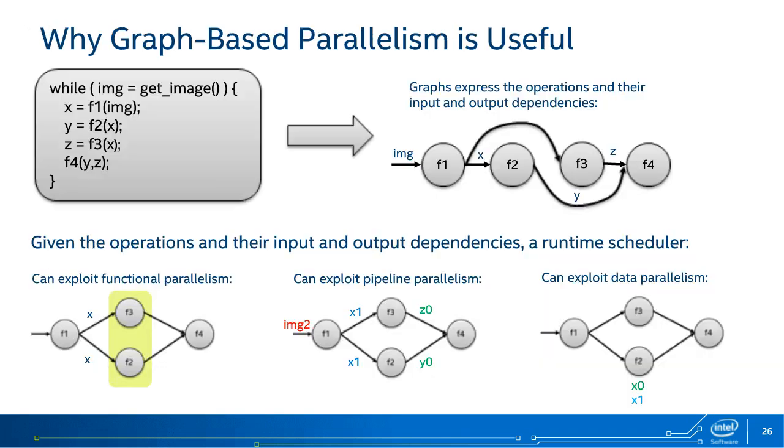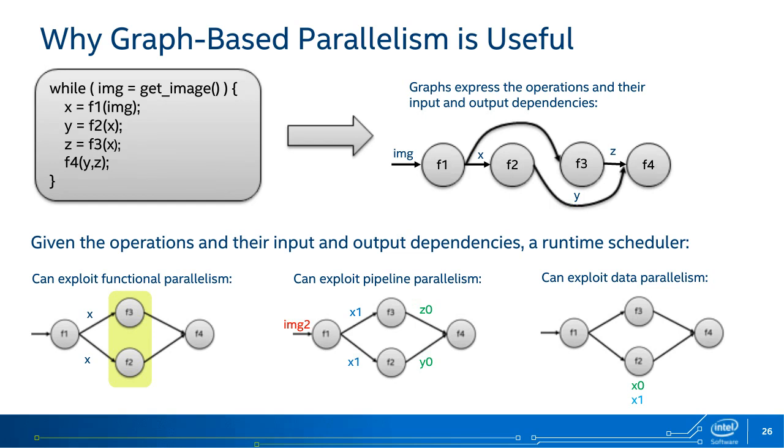This is about expressing graph-based parallelism. Graph-based parallelism is really useful. It lets us express parallelism that might exist at a higher level of our application, or it may just be parallelism that is less structured than a loop. So for example, we have here on the left a while loop. This while loop is reading images, either from a file or a camera, and then it's applying a series of filters to these images.